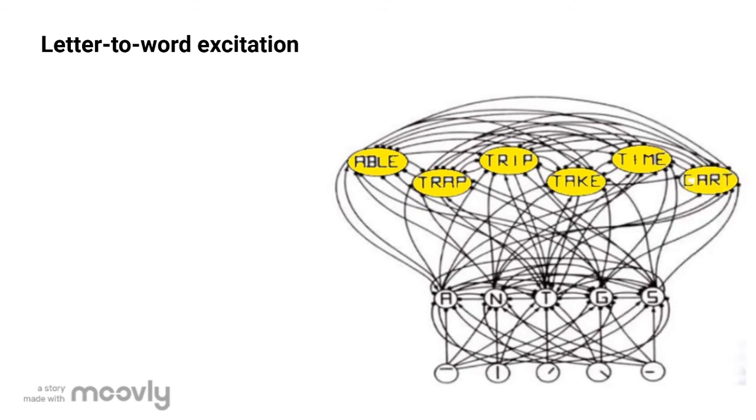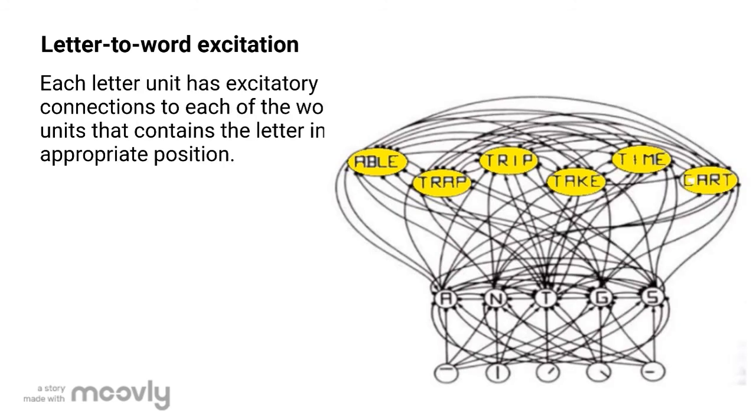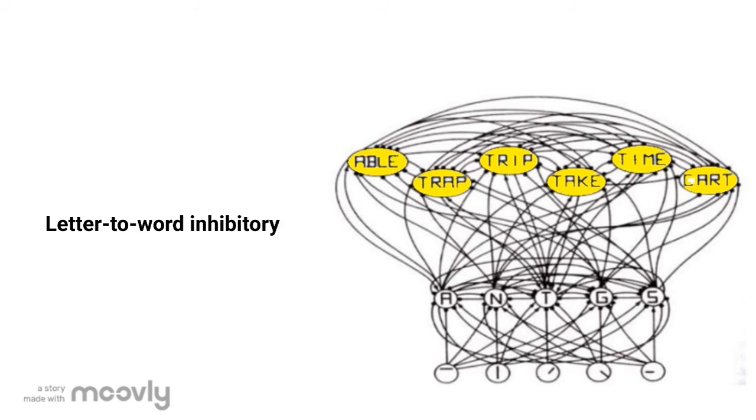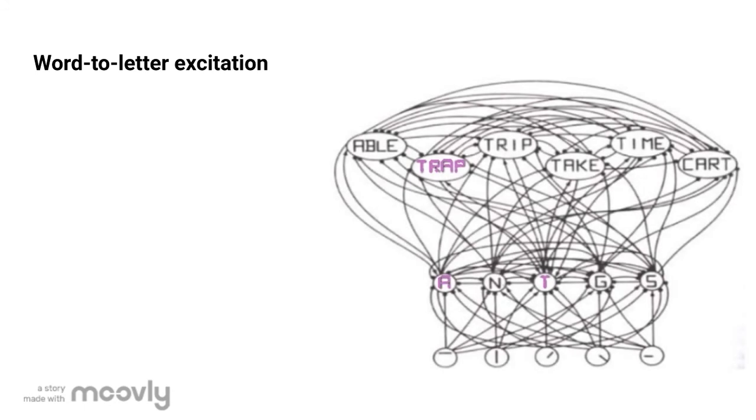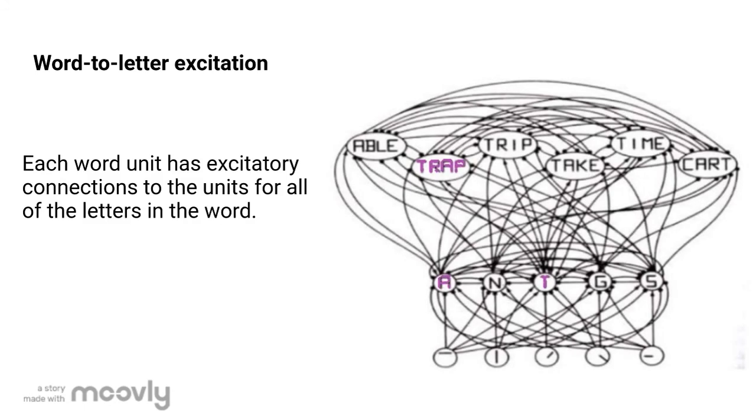Letter to word excitation. As you can see in the diagram, each letter unit has excitatory connections to each of the word units that contain the letter in the appropriate position. Letter to word inhibition. Each letter unit has inhibitory connections to each of the word units that do not contain the letter in the appropriate position. Word to letter excitation. As you can see in the diagram, each word unit has excitatory connections to the units for all the letters in the word.